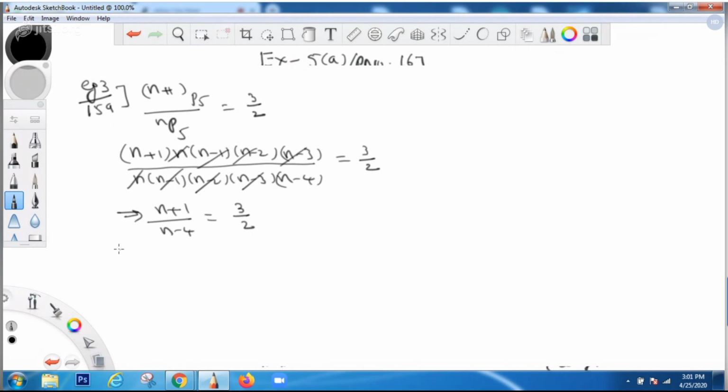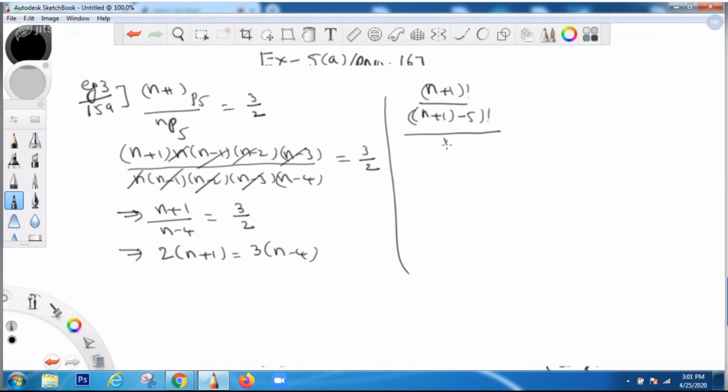Then this implies cross multiply: 2 into (n plus 1). You did it in a different method, maybe. I will do in the same method only. So what you did is (n plus 1) factorial divided by (n plus 1 minus 5) factorial, is it not? Divided by n factorial divided by (n minus 5) factorial, is equal to 3 by 2.